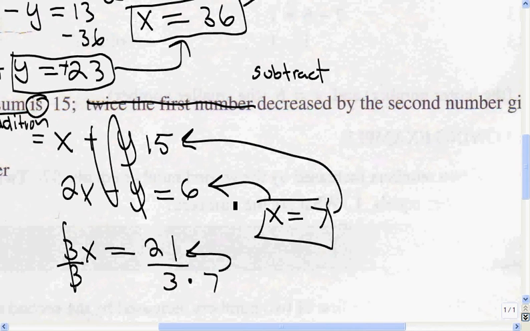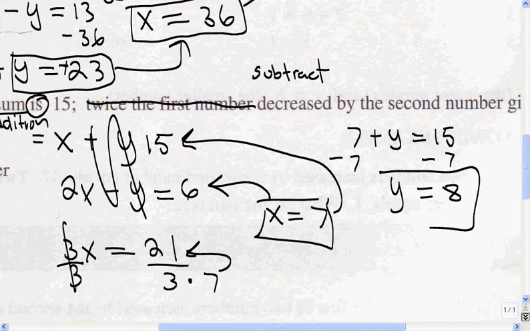It doesn't matter which one you plug it into. I'm going to plug it into the top one because that one looks easier to solve. So 7 plus y equals 15. I'm going to subtract 7 from both sides because I want to isolate the variable. So I'm going to get y equals 8, because 15 minus 7 is 8. So I get y equals 8 and x equals 7.